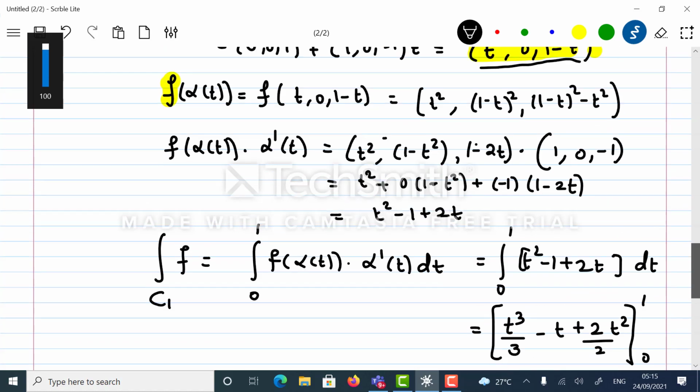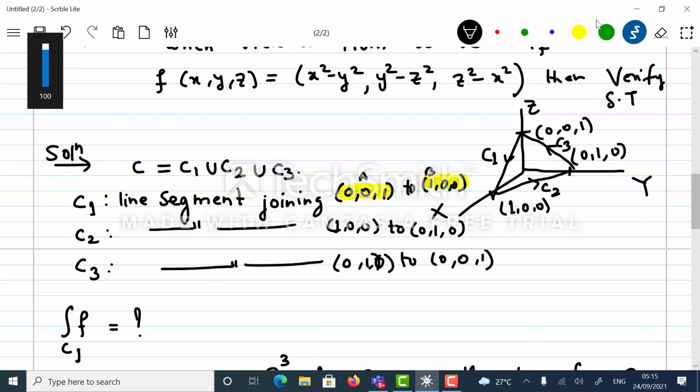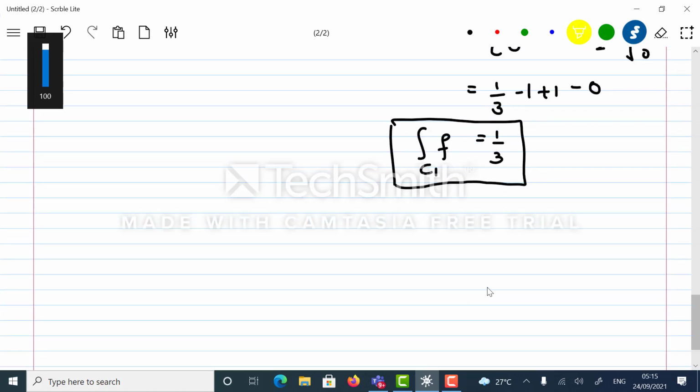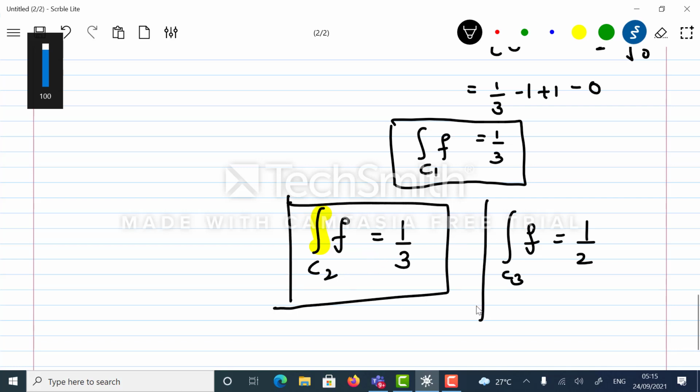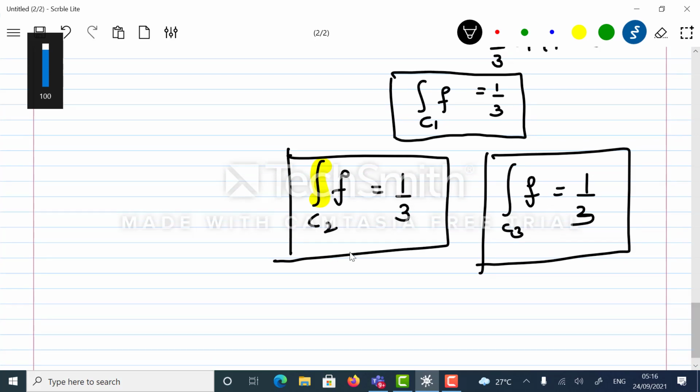So now since C1 I have calculated, I don't feel the need to give you the demonstration for C2 and C3, that you can do now, and I can write down the answer here. Similarly, the line integral along C2 of f will again turn out to be 1 by 3, and for C3 of f, coincidentally all the line integrals C1, C2, C3 turn out to be 1 by, sorry, 1 by 3, not 1 by 2. That you can verify, and we can cross check this in the class.